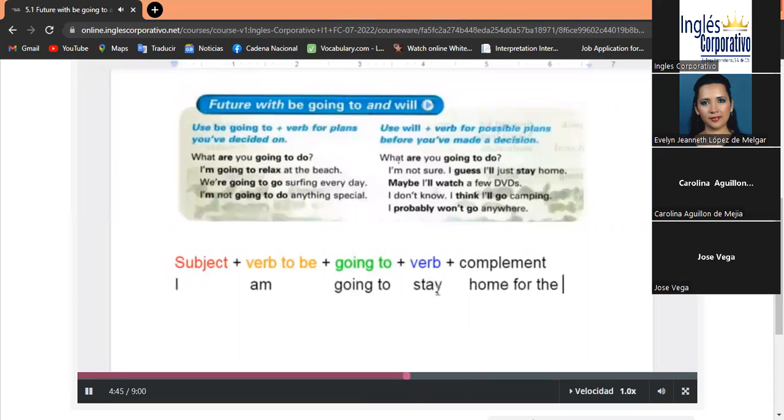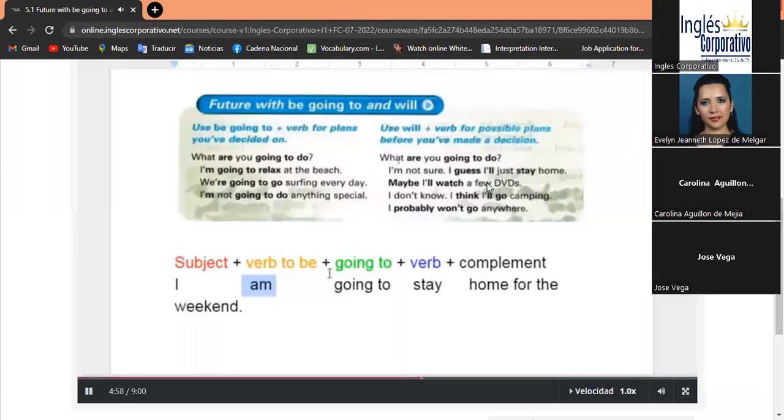Home for the weekend. Okay. That's what I want to express. And so, in order for us to form that idea, I'm going to have some sort of subject. This is going to follow the verb to be, and then this is going to follow going to.